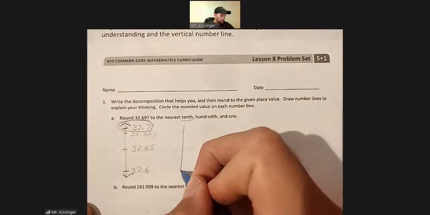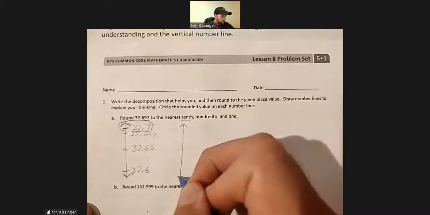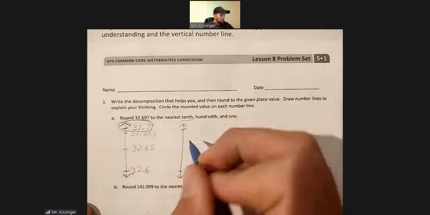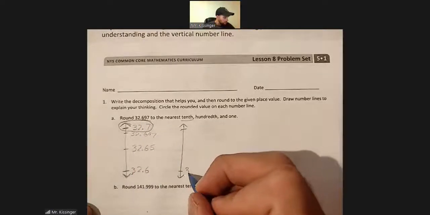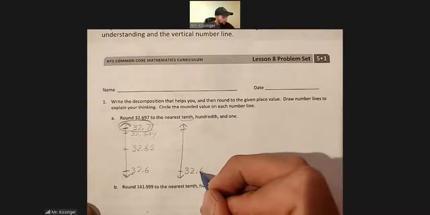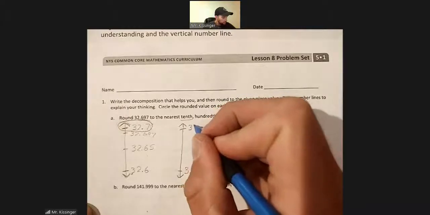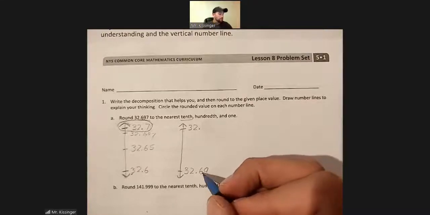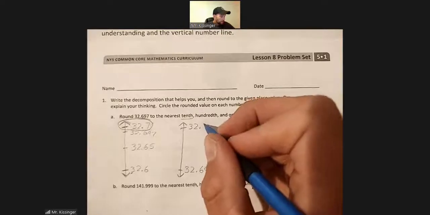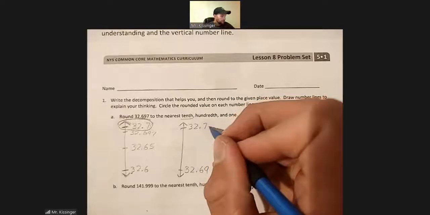Now we need to round to the nearest hundredth. We're going to do the same thing, except with our hundredths place. So what is our current hundredths place? It's a 9. So we have 32.69, and then we have 32. We've got to increase our hundredths place by 1. Well, if we add 1 to 9, we're going to get 10. So we need to actually increase our tenths place by 1, and then our hundredths place is going to go back to 0. So that will end up being 32.70.